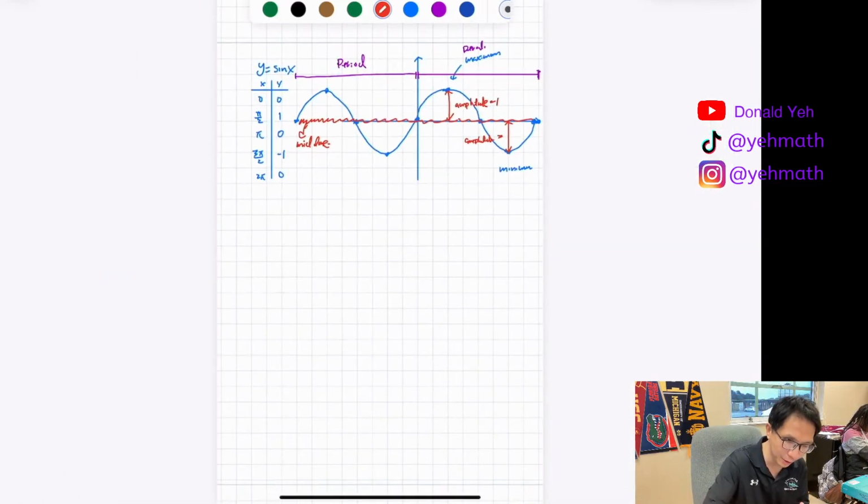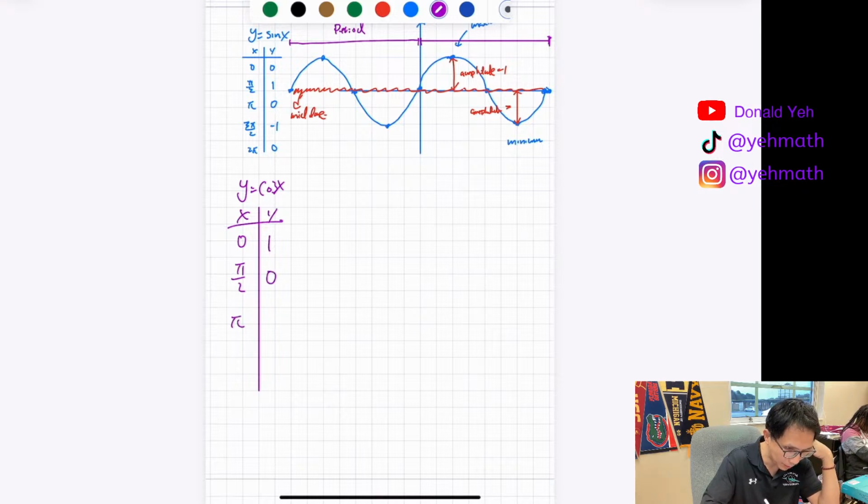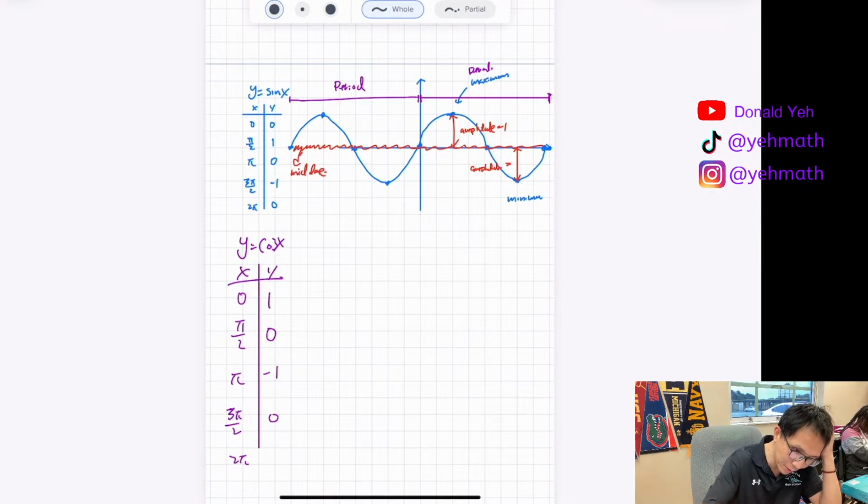Now let's go to the cosine graph. So y equals cosine of x graph. What's the difference? If I start at 0, what am I going to get? 1. If I start at pi over 2, 0. If I start at pi, -1. If I start at 3 pi over 2, and 2 pi. Okay, so I'm going to mention something else I need you to know, which is domain.